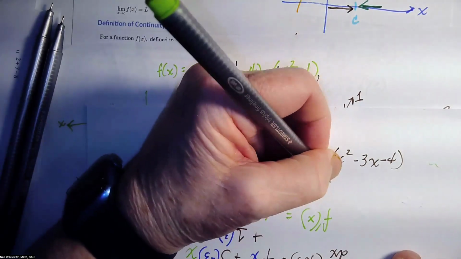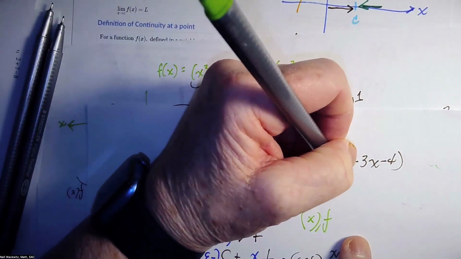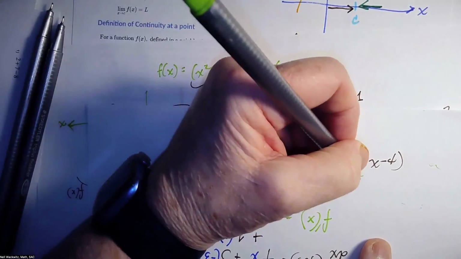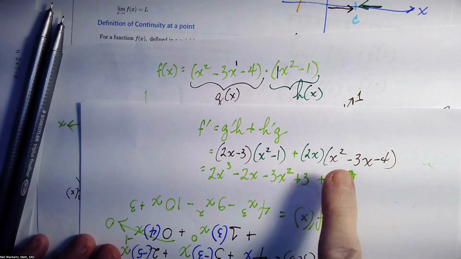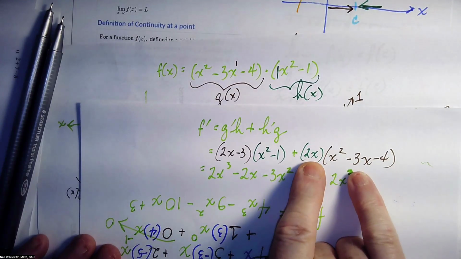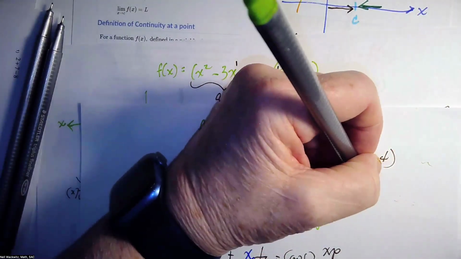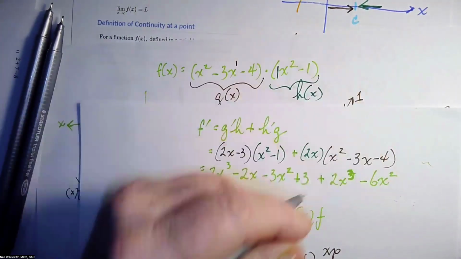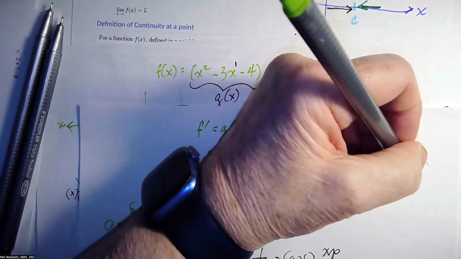And plus 2x times x squared is 2x cubed. 2x times -3x is -6x squared. And 2x times -4 is -8x.